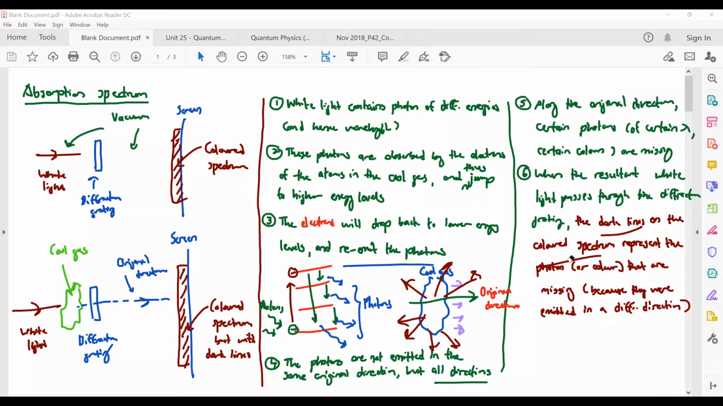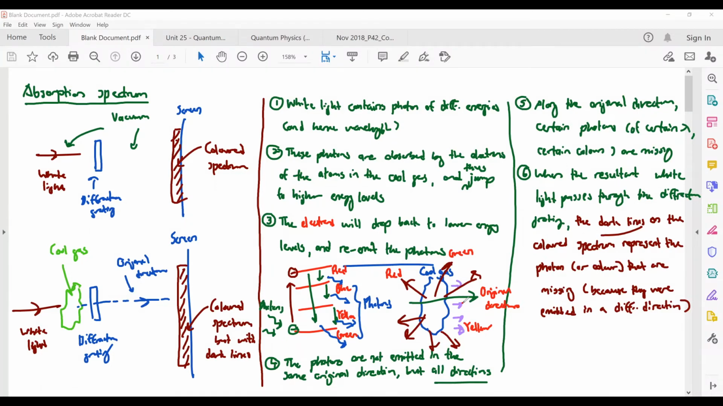So if I want to give you an example, maybe this one was red, this one was blue, this one was yellow, and this one was green. Say red was not emitted back in the same direction. Red instead was emitted here, and green was emitted here. The only ones emitted back in the same original direction could be blue and yellow. So when you pass this through the diffraction grating, you're still going to get the blue and yellow, but you're not going to see the green and the red because they were not in the same direction in the first place. Okay, so that is what absorption spectrum actually is.